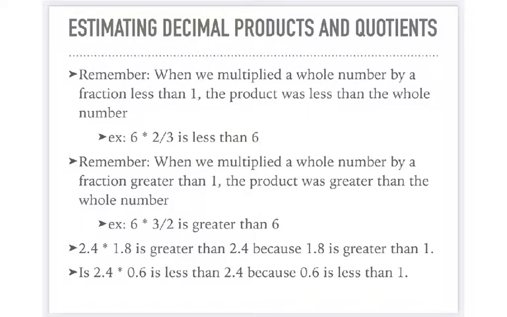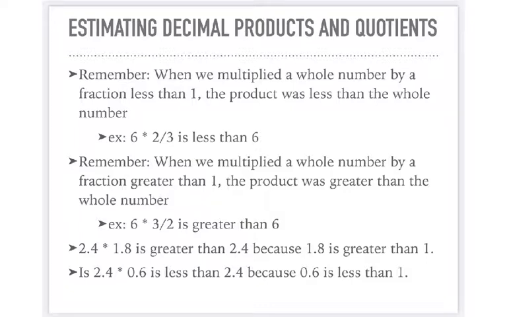Well, I hope that you remember when you multiply a whole number by a fraction less than 1, the product is less than the whole number. So, for example, 6 times 2/3 is less than 6. I hope you also remembered that when you multiply a whole number by a fraction greater than 1, the product is greater than the whole number. So, for example, 6 times 3/2 is greater than 6.